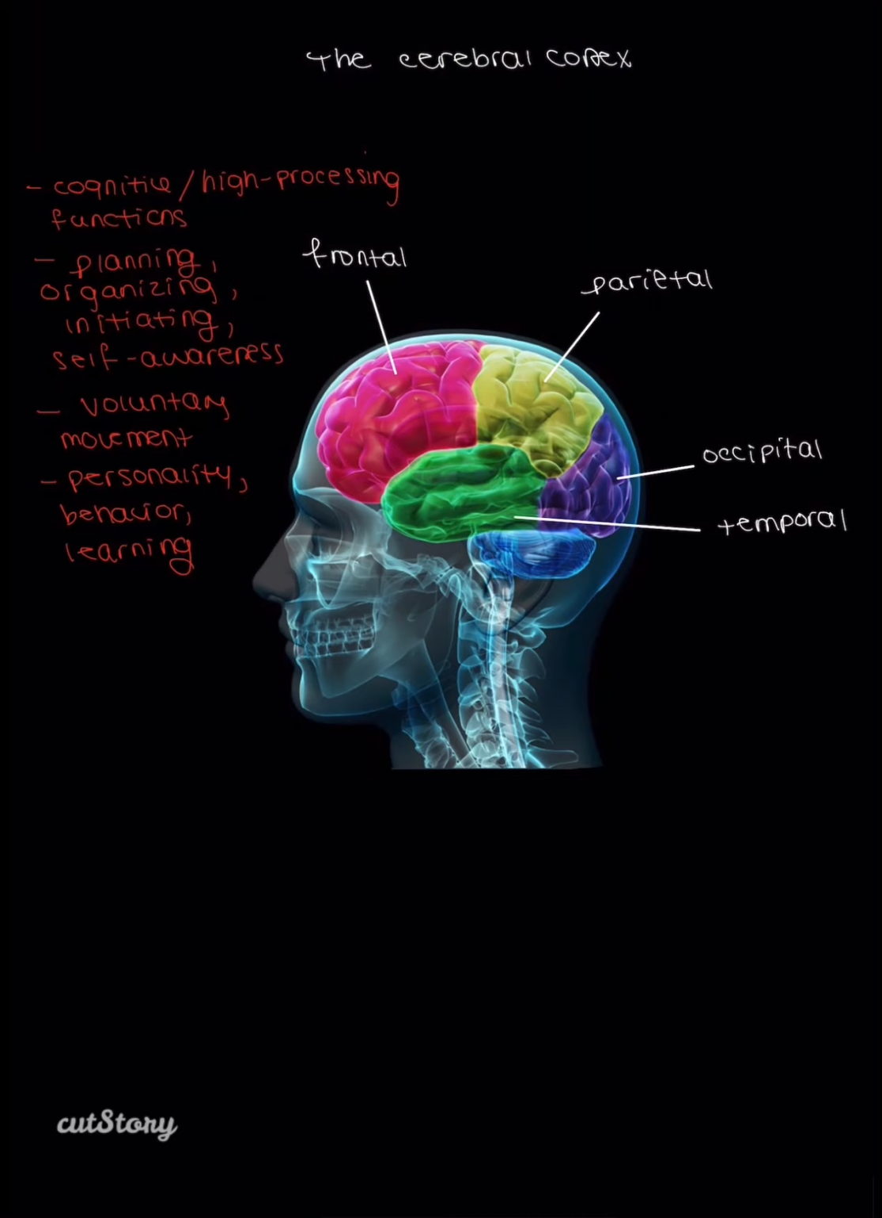So next we have the parietal lobe, and the parietal lobe contains the primary sensory cortex. So it controls sensation and processes information that we receive from our senses, such as touch, pressure, and spatial sense as well as balance.